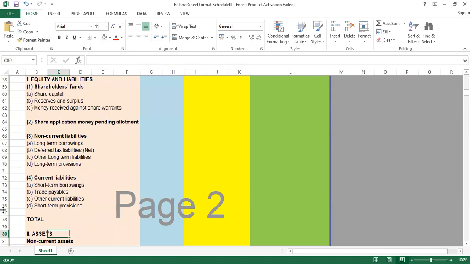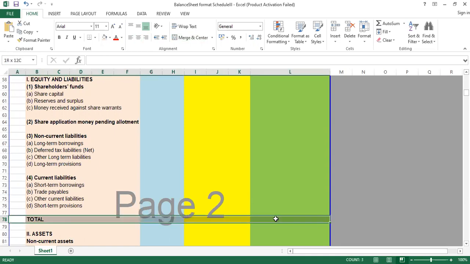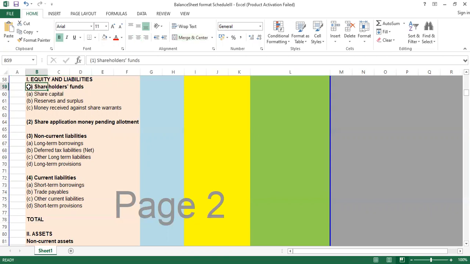Third, we have non-current liabilities. Then we have current liabilities, and the total of the liabilities will be written for the current year and the previous year. So this line, which I have not highlighted, is the total of the liabilities. So for liabilities, we have four points. Number one, shareholders' funds. Second, share application money. Third, non-current liabilities, and fourth, current liabilities. So today we're going to learn all these items quickly. I'm taking you over to the presentation.